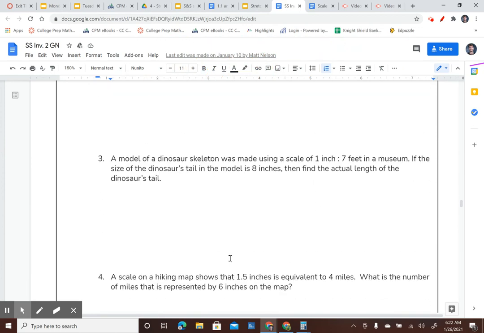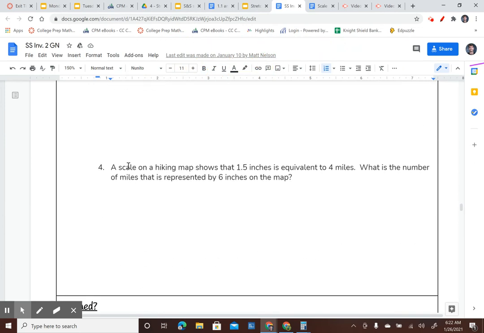I will do one more down here. I like this one because this one is talking about a map, and this is where we see a lot of scale factor. A scale on a hiking map shows that 1.5 inches is equivalent to 4 miles. So if you ever look at a map, it would say our scale here is 1.5 inches to 4 miles. What is the number of miles that is represented by 6 inches on the map?